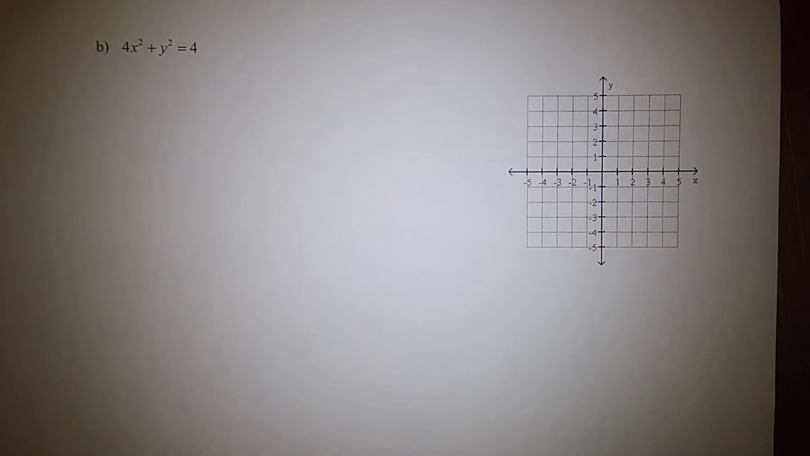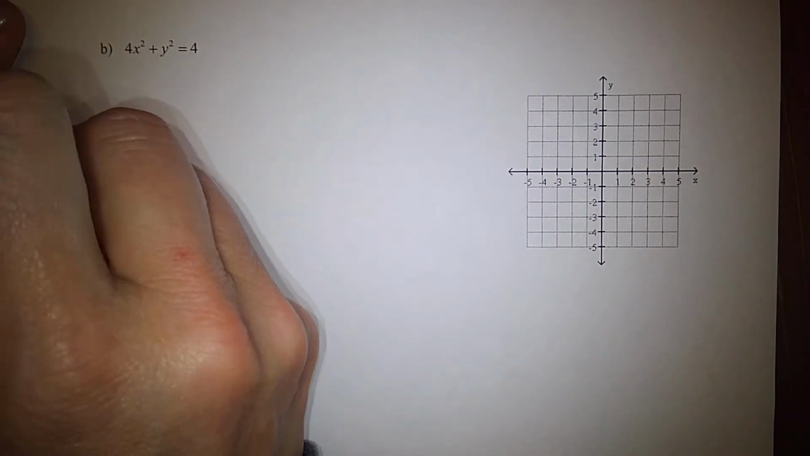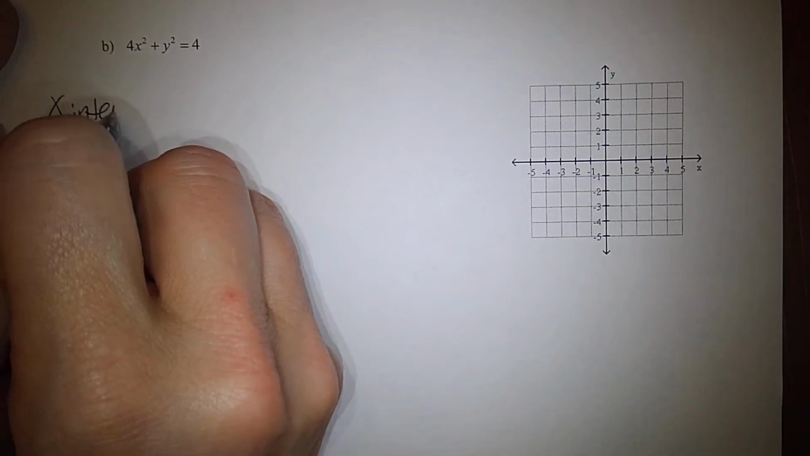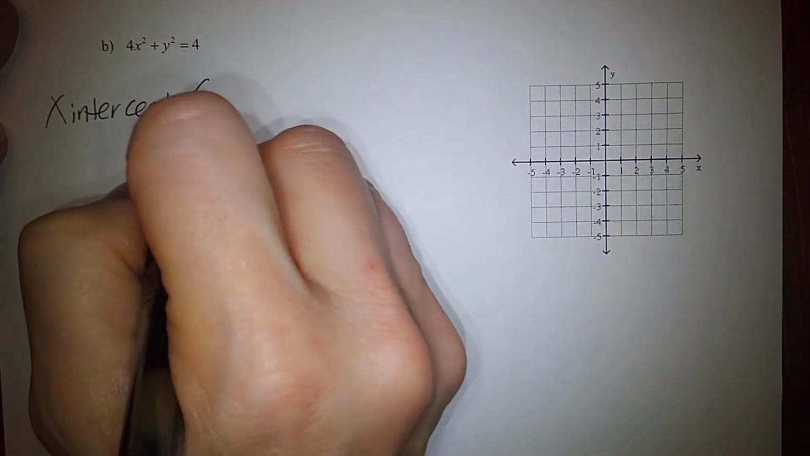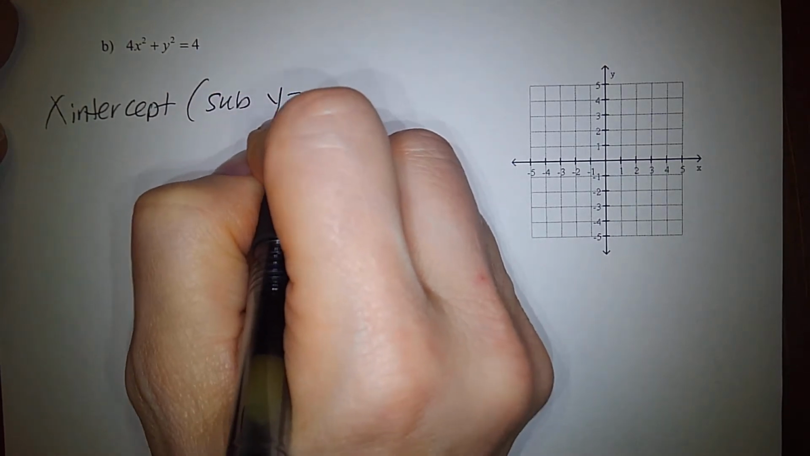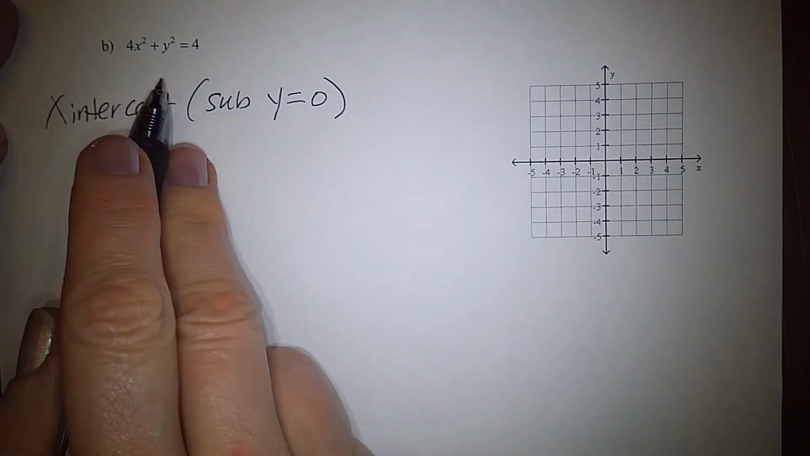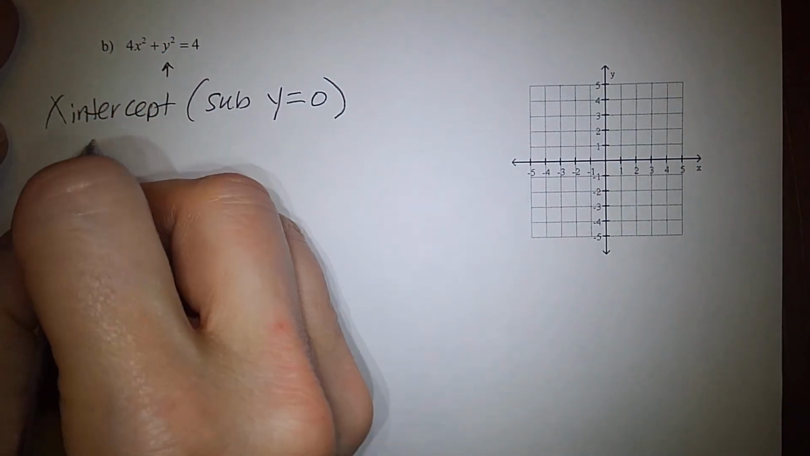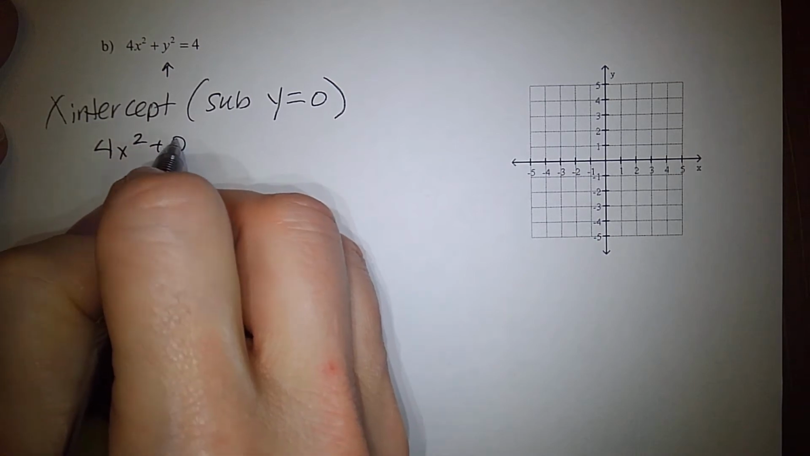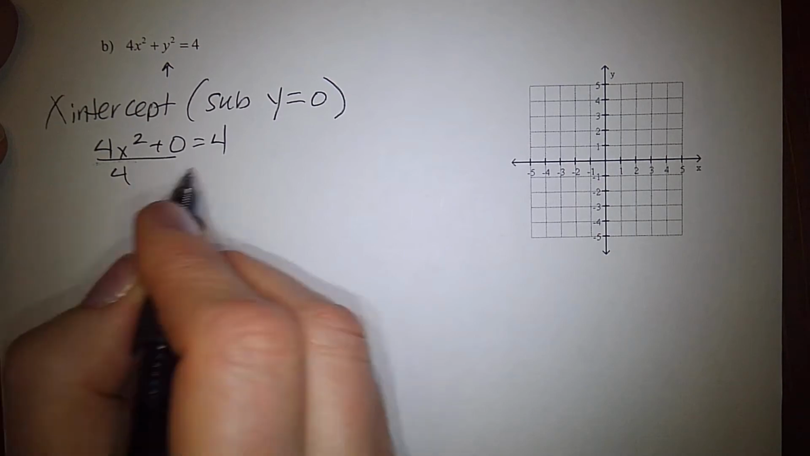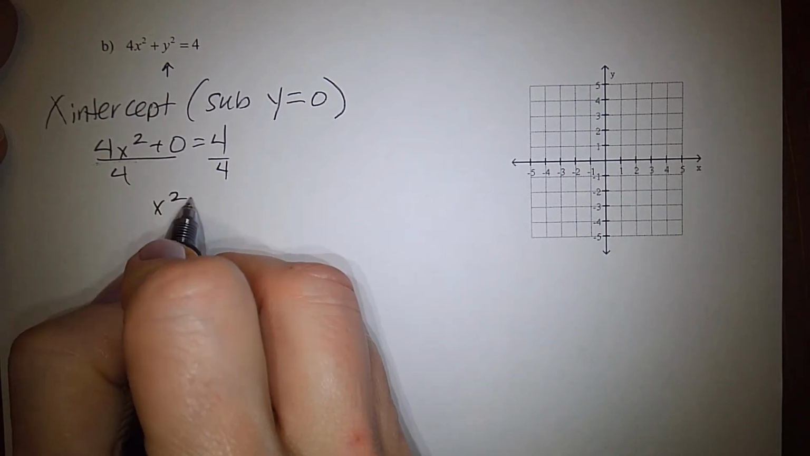This time we have this graph. So the first thing we're going to do is find the intercepts. So let's try to remember how to do that. The x-intercepts: we substitute the opposite letter. We put 0 in its place. So up here, we're going to put 0 in for y. So it becomes 4x squared plus 0 is 4. I'm going to divide out the coefficient, so I'm going to divide both sides by 4. So I have x squared equals 1.